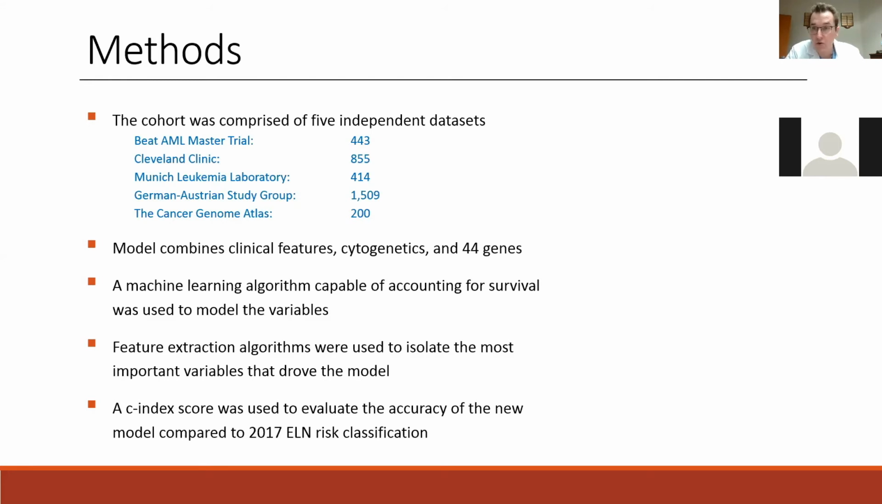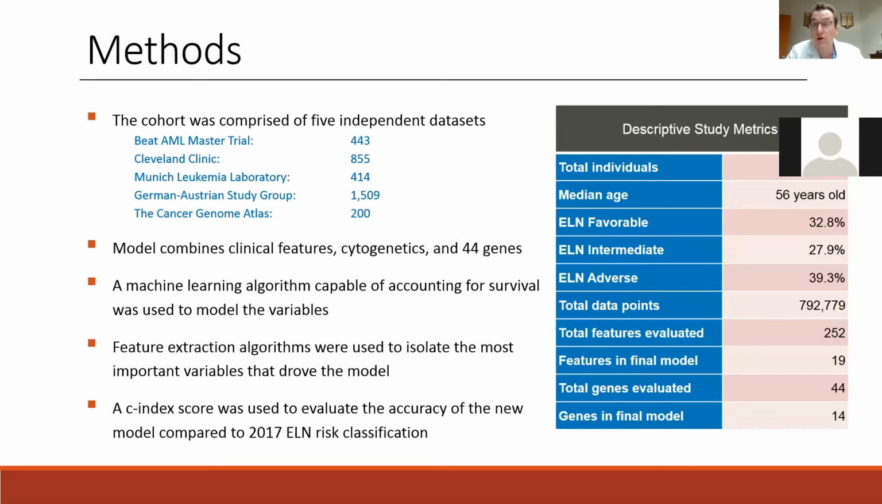A C-index is a score that takes into account the confusion matrix of true positives and false negatives. A score of 1 means a perfect fit to every single patient tested, and a score of 0.5 means it's completely random. We use that to compare to the ELN.